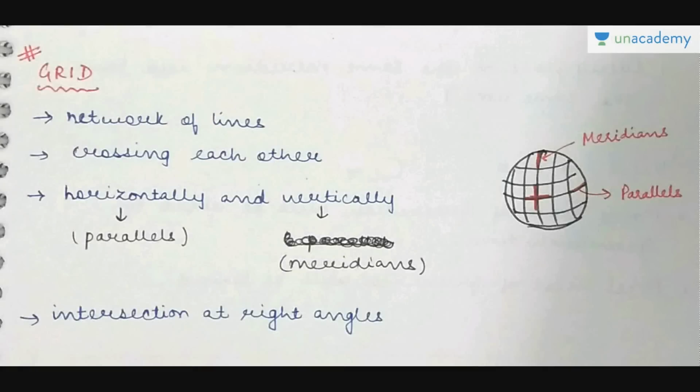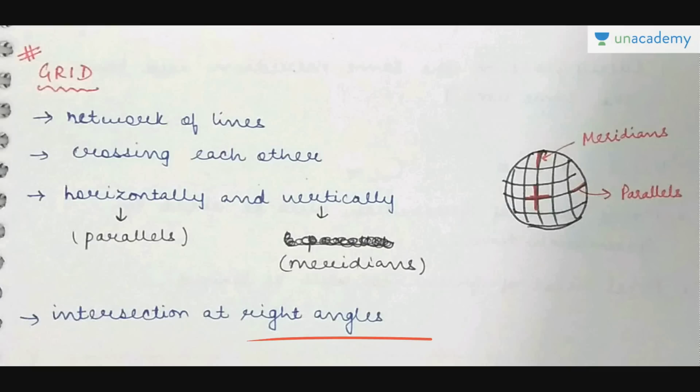Now what is this? Grid. What is a grid? It is a network of lines which cross each other. So horizontal and vertical, that is parallels and meridians. Horizontal is this, the parallels, and the vertical is this, meridians. So when these meridians and these parallels intersect each other, this forms a network or the grid. They intersect at right angles, 90 degree, and they help us to locate any place.